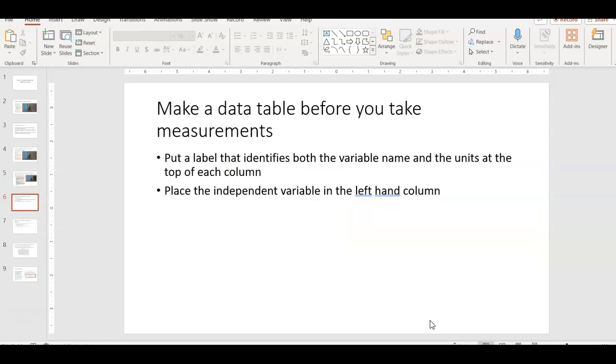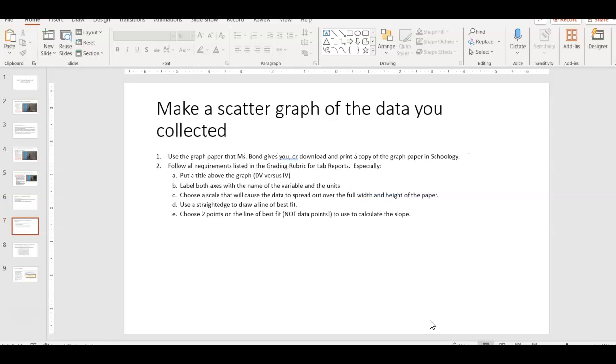You need to make a data table before you take measurements. And so at the top of that data table, it's not labeled. You need to put a label that identifies both the variable name and the units. And you definitely want to put the independent variable in the left-hand column. Okay. And then after you've collected data, you'll need to make a scatter graph.